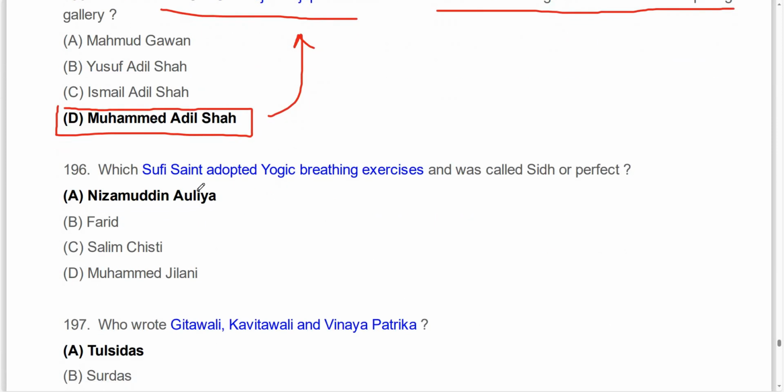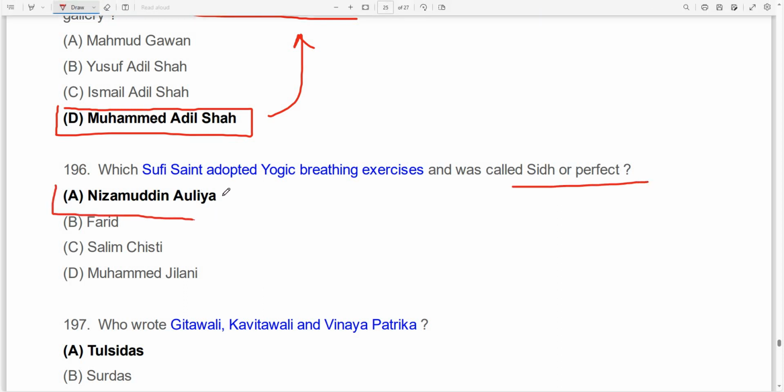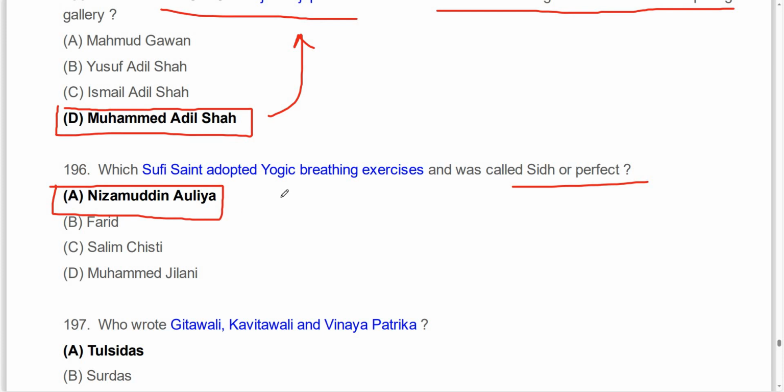Which Sufi saint adopted yogic breathing exercise and was called Siddhar Perfect? Nizamuddin Auliya. Nizamuddin Auliya, the Sufi saint, adopted yogic breathing exercise and was called Siddhar Perfect.